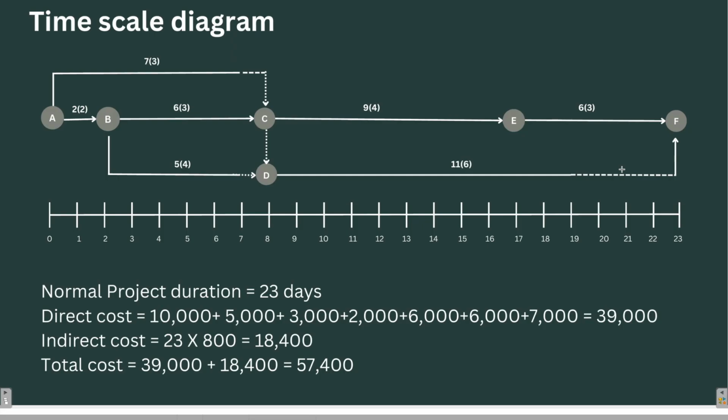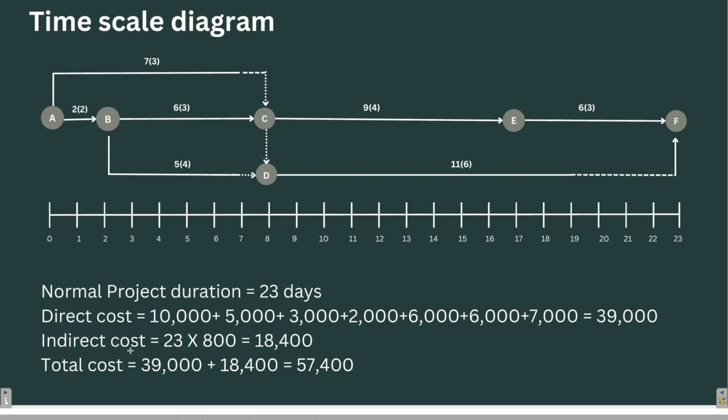Now, this is the same time scale diagram for the project. Here I have written the normal time and the crash time. This is the normal time, this is the crash time mentioned here. So what is the normal project duration? Normal project duration is 23 days, right? What is the direct cost involved? It is given in the question. So I have already added all these numbers, and it is 39,000 if the project is completed in 23 days. It is 39,000 for direct cost for the project.